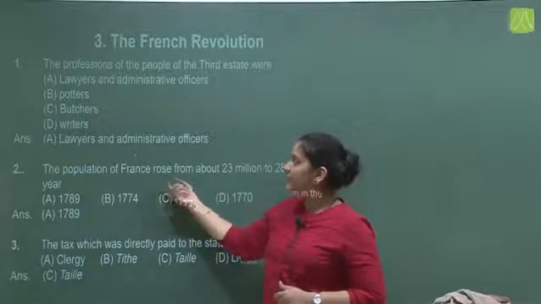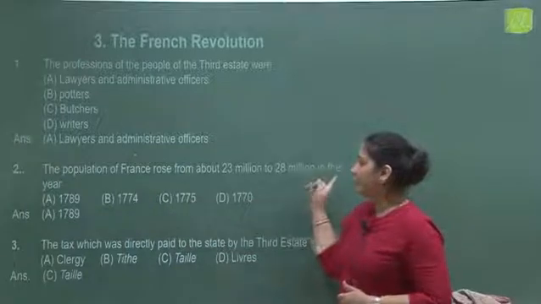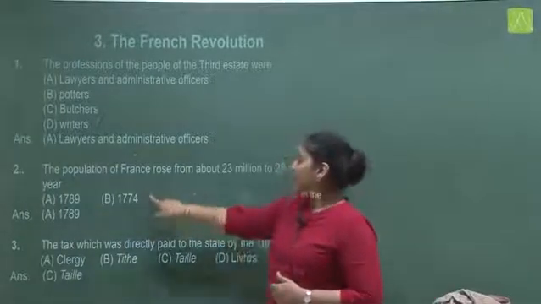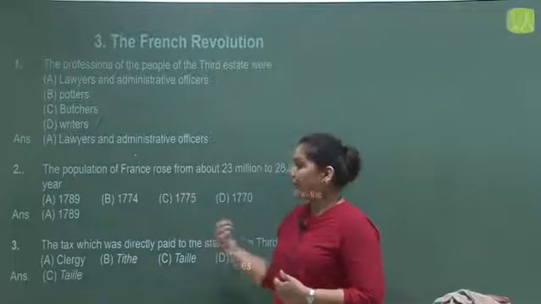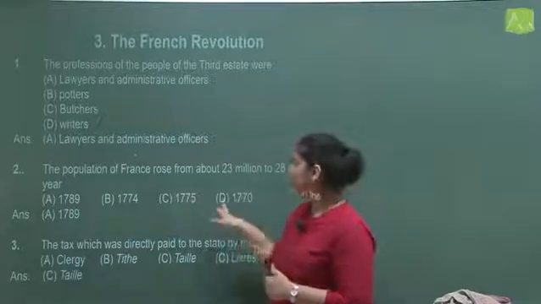Second question deals with that population of France rose from 23 million to 28 million. We are here referring to subsistence crisis. The year in which it started rising was 1715, but the end period was till 1789.